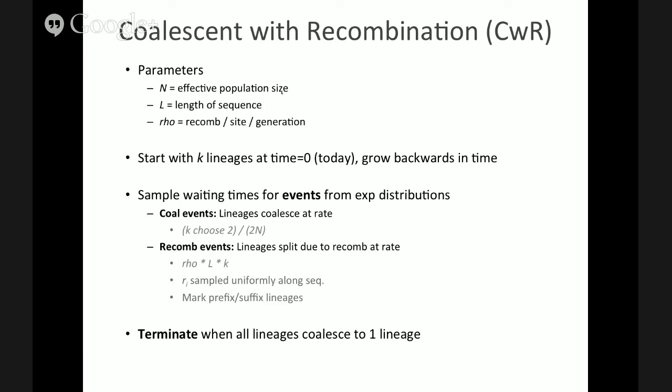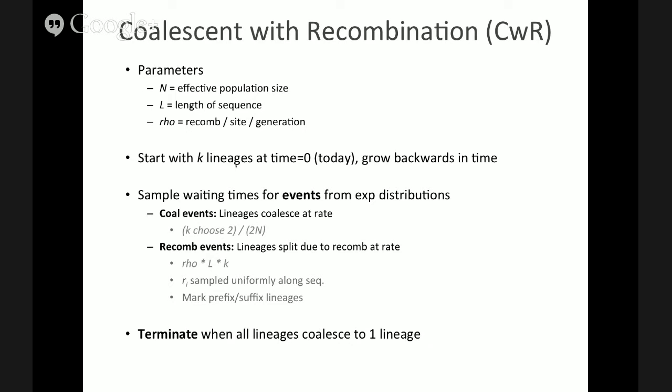You have, or how many individuals you have in your population, the length of the sequence that you are modeling. That's important because the longer the sequence, the more recombinations that you would have to consider. And then a recombination rate, which you could express in recombinations per site per generation. This is a process that goes backwards in time, just like the coalescent process.